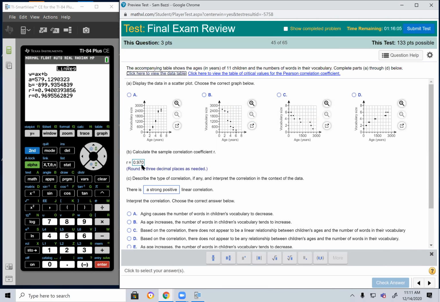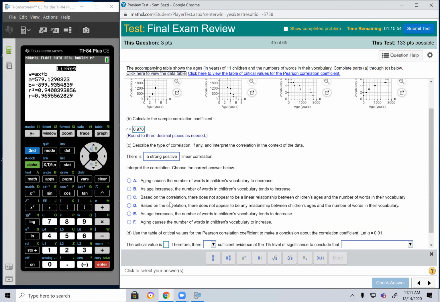Enter it right here. Describe the type of correlation. We say it's a strong positive. And now we want to interpret. Strong positive means as X increases, Y increases. There you go, right here, B.